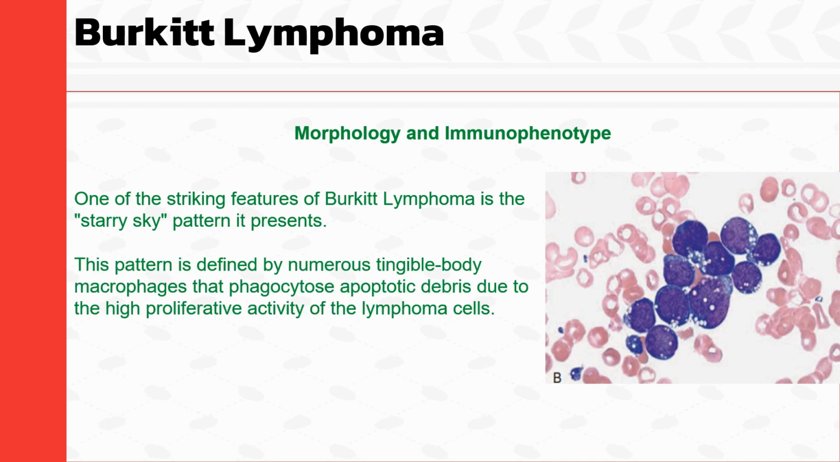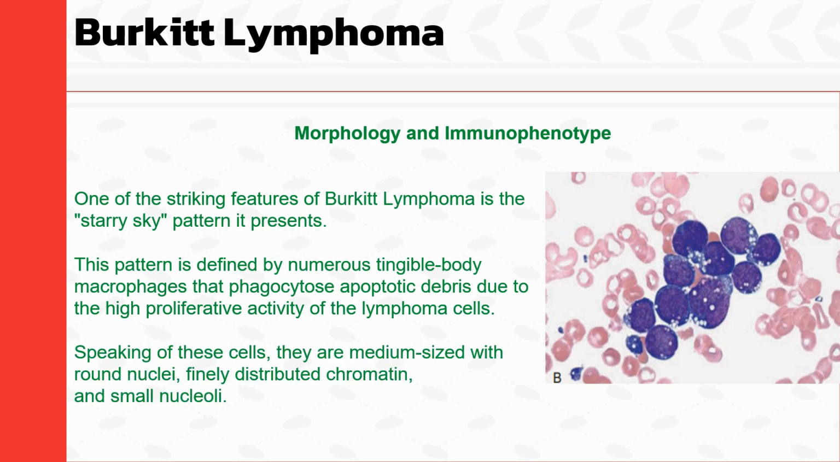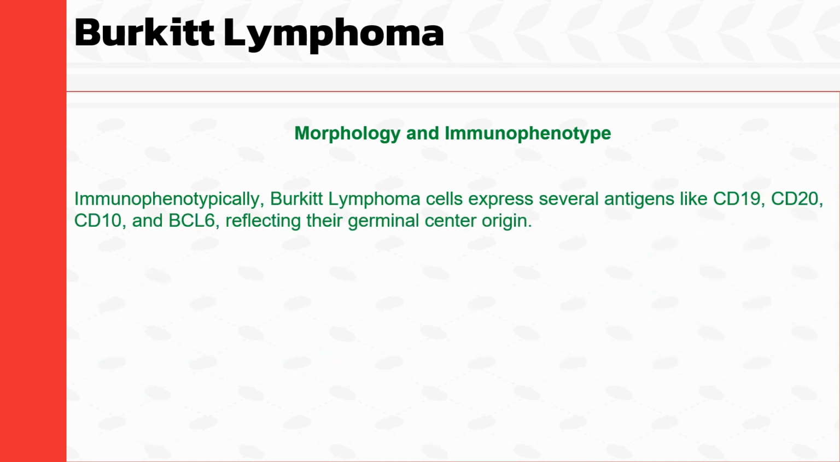This pattern is defined by numerous tingible body macrophages that phagocytose apoptotic debris due to the high proliferative activity of the lymphoma cells. Speaking of these cells, they are medium-sized with round nuclei, finely distributed chromatin, and small nucleoli. Their cytoplasm is deeply basophilic and highly vacuolated.